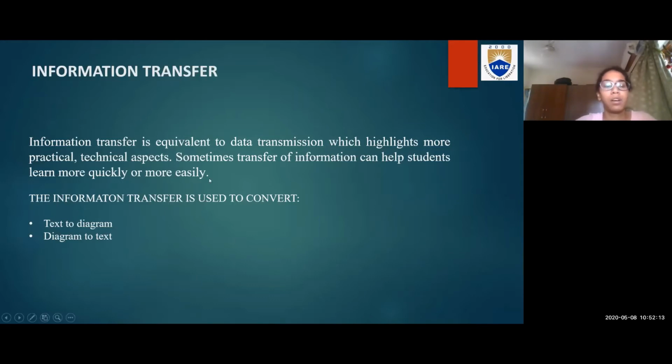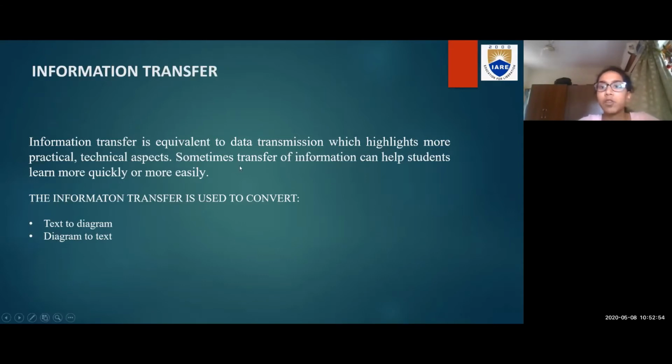Now, the terminology of information transfer goes like this: information transfer is equivalent to data transmission, which highlights more practical and technical aspects. As I told you, information transfer is nothing but data transmission. That is, you transmit your data from paragraphs to either flowcharts or any other diagrams in order to easily interpret and understand it. And also, this particular concept of information transfer highlights more practical and technical aspects.